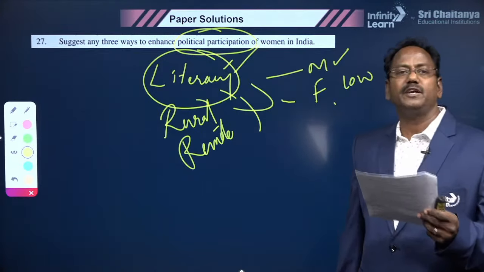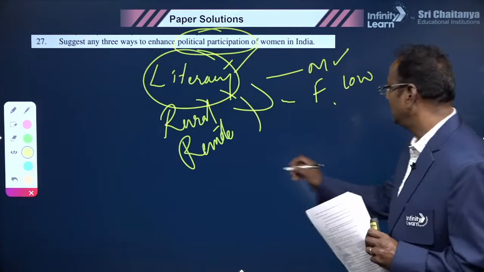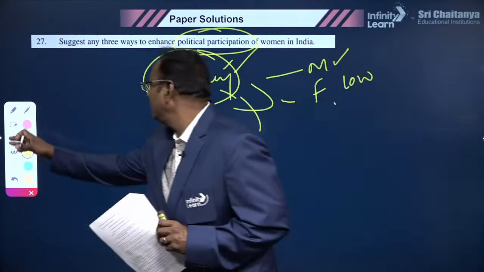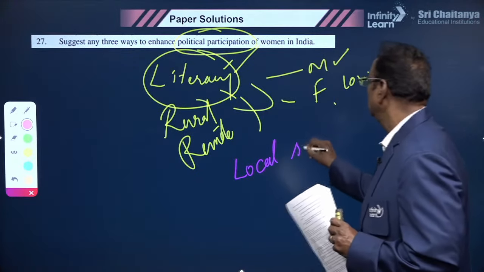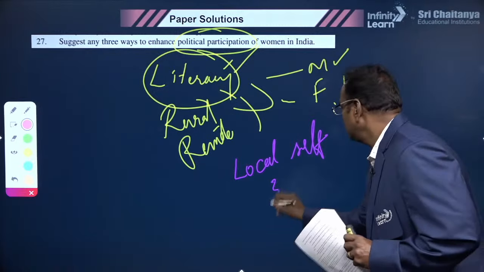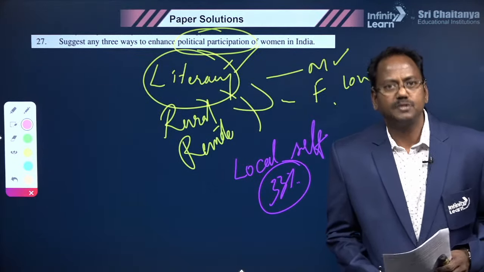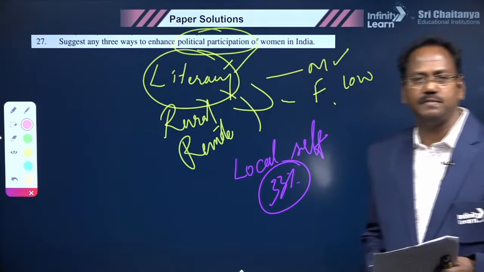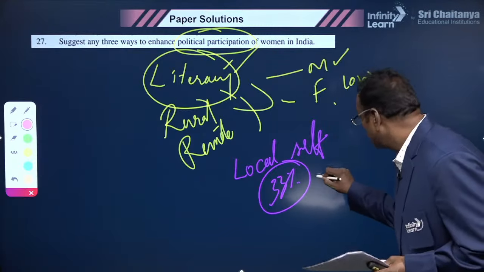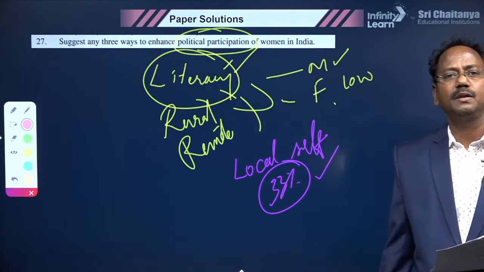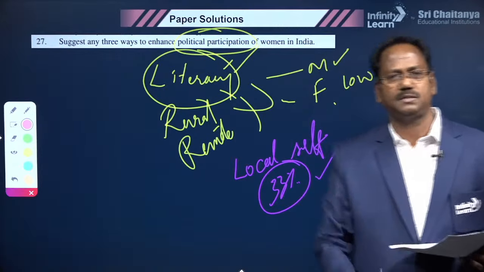And then reservation of seats, as we already discussed, in areas like local self-governments, we could see 33% women reservation very clearly. It's all about the 73rd and 74th amendments, right? In 1992, the local self-governments were asked to give 33% reservation, and because of this, you see lakhs of women participating in the local bodies.